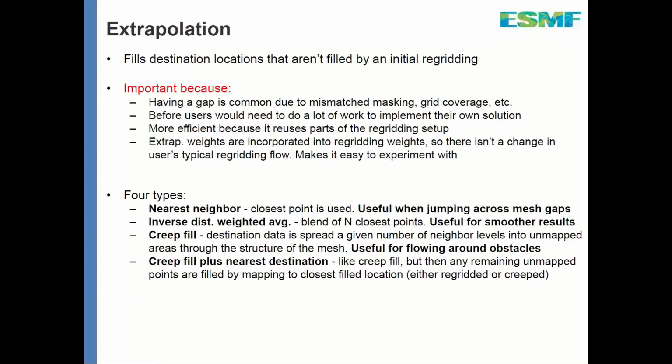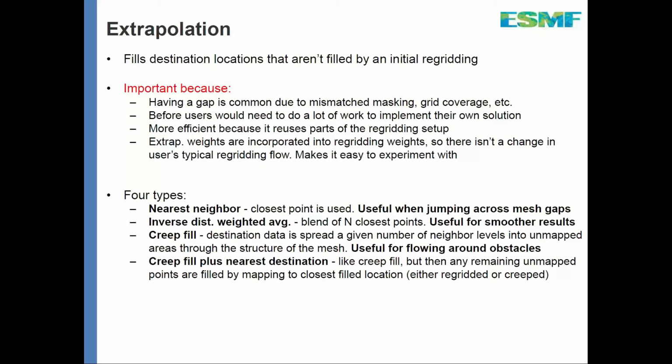So first I'm going to talk about extrapolation. When you do regridding, often you have destination points that can't be remapped, either because there's a mismatch in the source and destination masks, or some of the destination points lie outside the source grid. Before, users would have to spend time implementing a solution to this, figuring out how to fill those points.